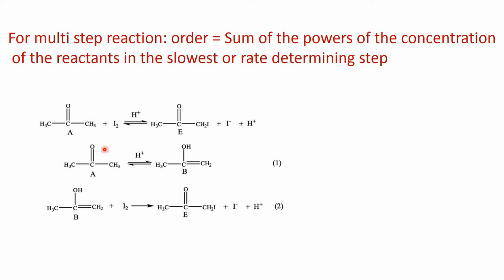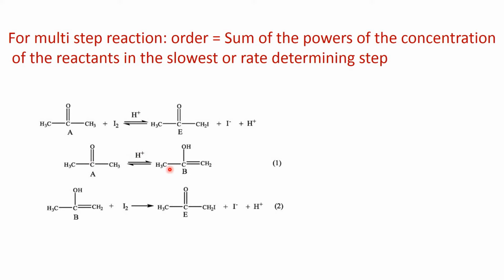Now, here you see this is the reaction, but the reaction consists of two steps. First step, the keto form of the acetone is converted to the enol form. That is the first step. And the second step, the enol form reacts with iodine and gives the product. But here, the first step is the slowest step. That means the rate of the reaction depends only on the first step.